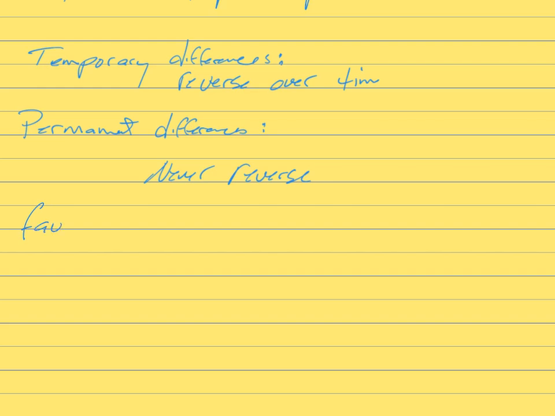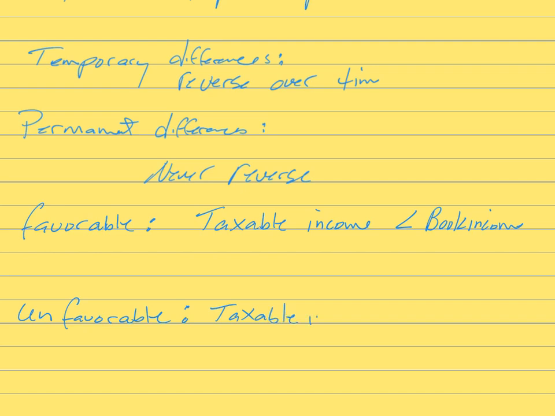And then we also have favorable and unfavorable. And if we always think about these from a perspective of taxable income, okay, I think they're easier to keep straight. So a favorable book to tax difference means that taxable income is less than book income. And an unfavorable means that taxable income is greater than book income.